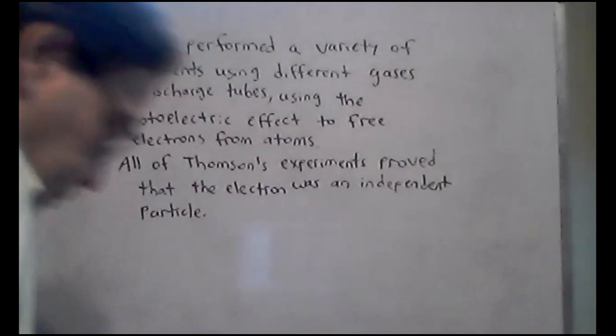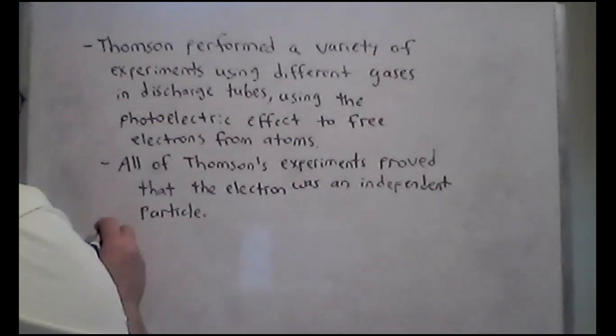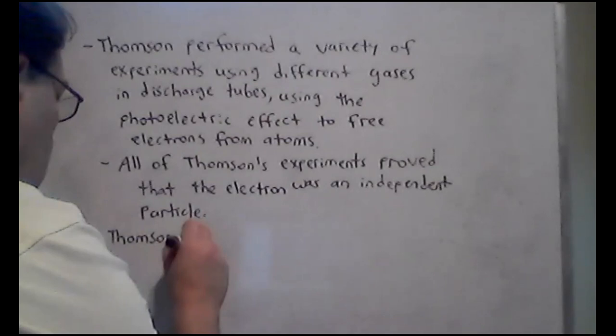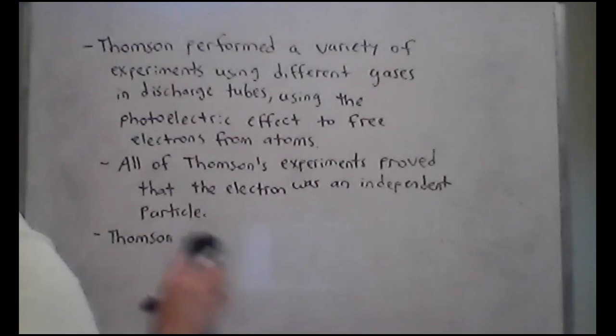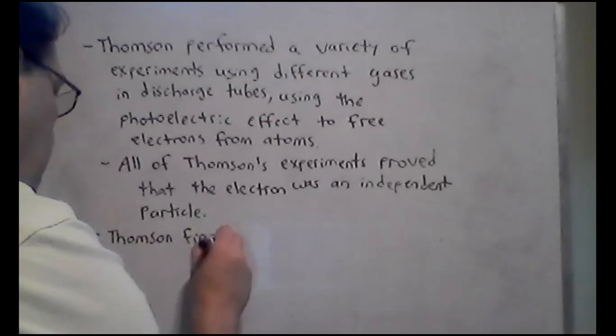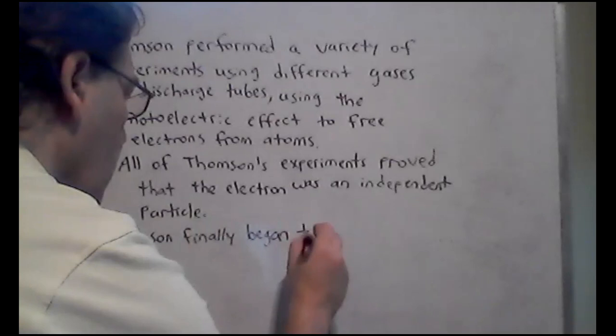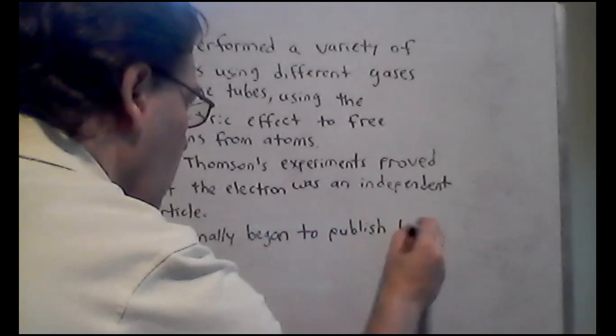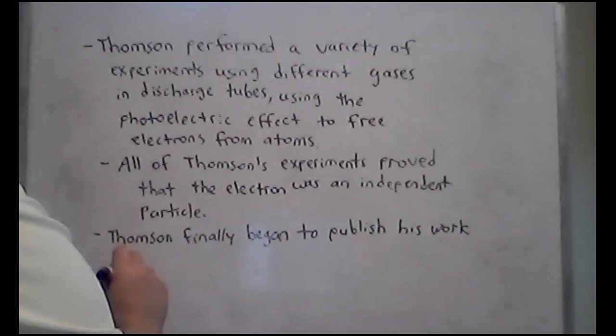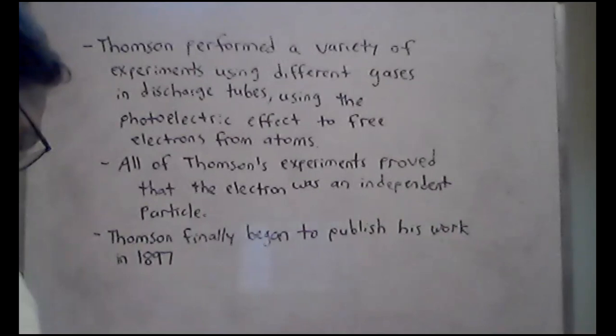All right, so Thomson finally started publishing his work in 1897. I say finally because he was a little reticent at first. So Thomson finally began to publish his work in 1897. And he was awarded the 1906 Nobel Prize in Physics for his work.